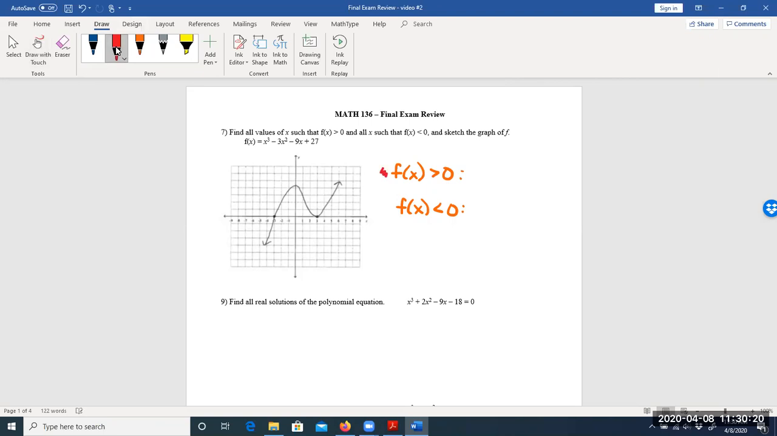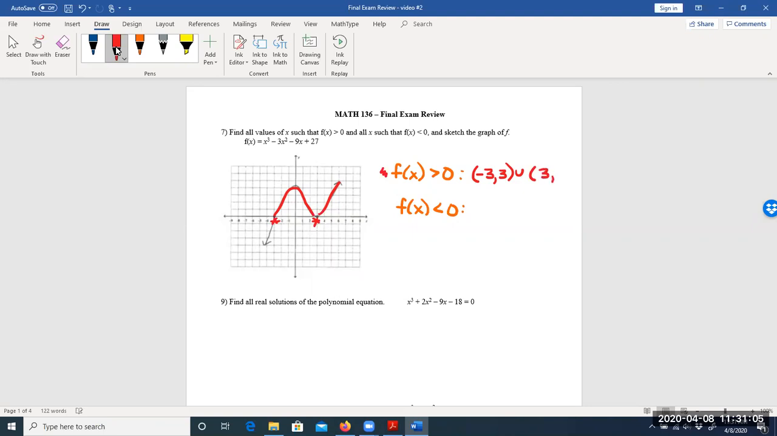F of x is greater than 0 where the graph is above the x-axis. So we have here as well as here. Now, when I write the intervals, I'm going to write x values. So from an x of -3 to an x of +3, the graph is above the x-axis, or f of x is greater than 0. So I'm going to say from -3 to 3. I use parentheses because I do not want to include -3 or 3. That is where f of x is equal to 0.